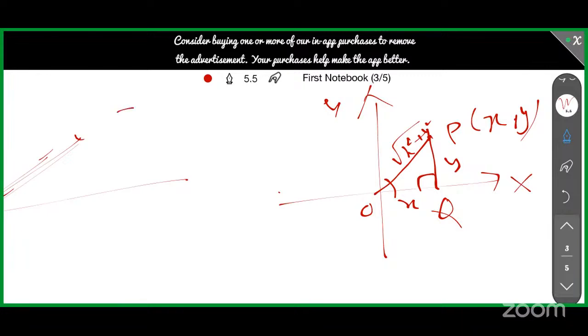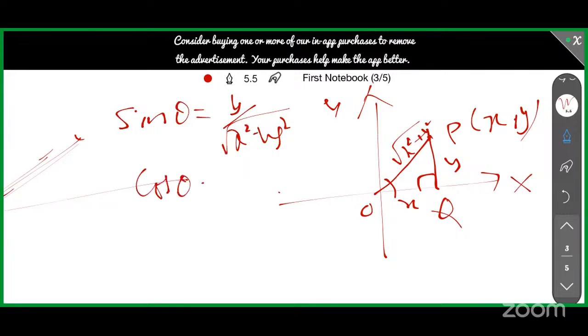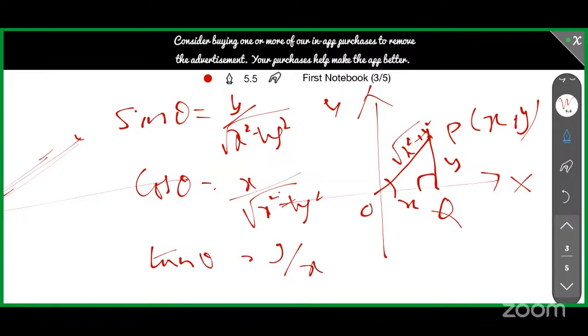What will my sine theta be equal to? Sine theta is y by the square root of x square plus y square. Cos theta is equal to x by the square root of x square plus y square. Tan theta is equal to y by x. So much is clear.